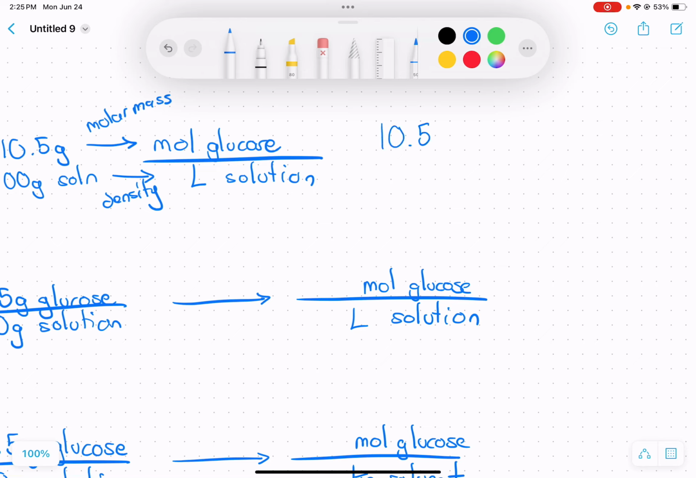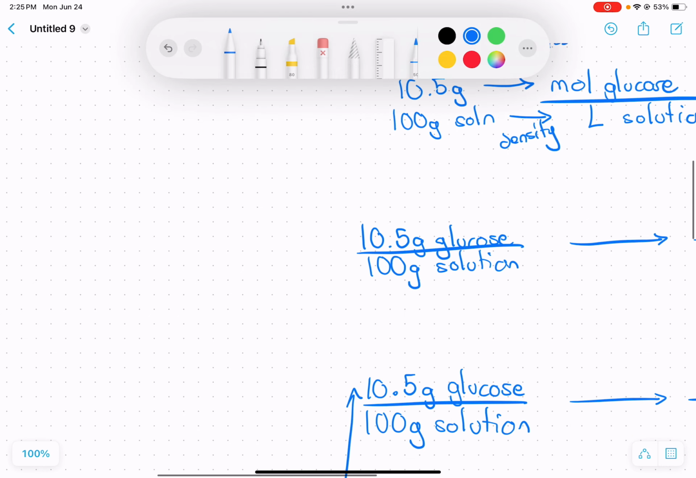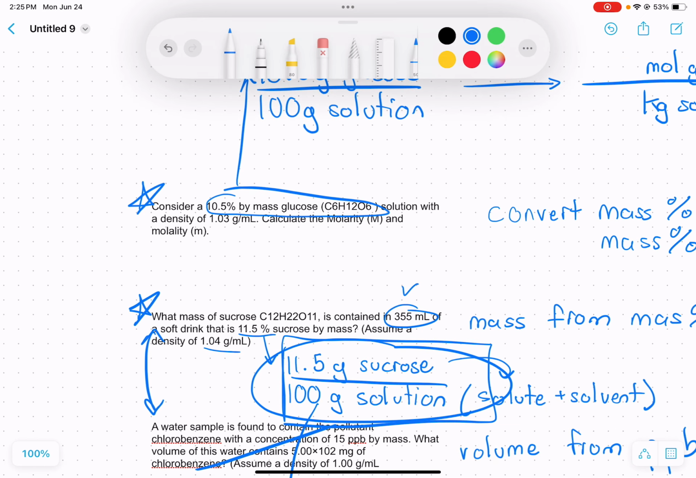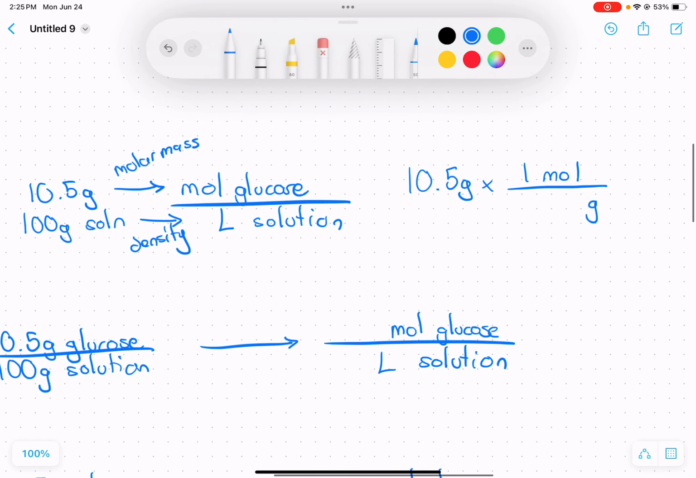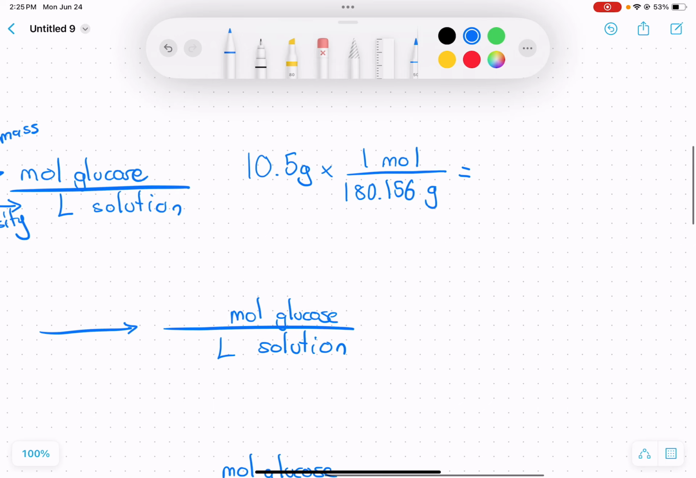Okay, 10.5 grams of glucose. We're going to need the molar mass of glucose. So let's go back over and look at that formula. C6H12O6. I think that should be about 180, but let's go ahead and check. 12.01 times 6 plus 1.008 times 12 plus 16 times 6. Yep, it's 180.156. So the moles here, it's actually nice because we get to use this in the next calculation too.